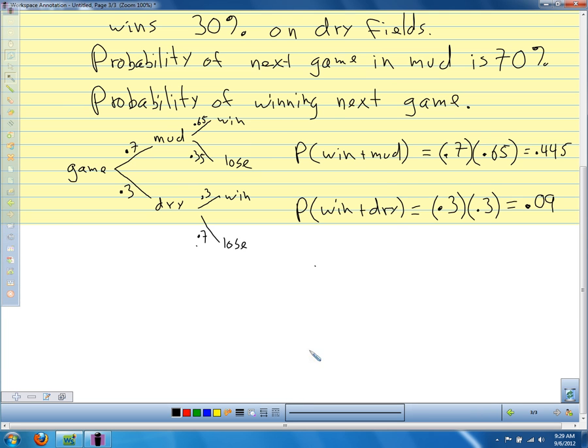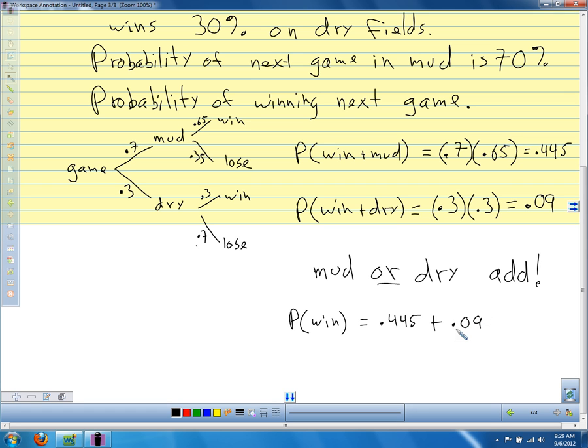So when we have an or probability, what do we do with the two different probabilities? Add. When we have an or probability, we add. These are mutually exclusive, so we add. This is an or. We have mud or dry, so we add. So the probability of a win is 0.445 plus 0.09. I add those together and I get 0.535, which is about, if I round it, 54%. So our team has about a 54% chance of winning the next game. A little bit over half, so pretty good.